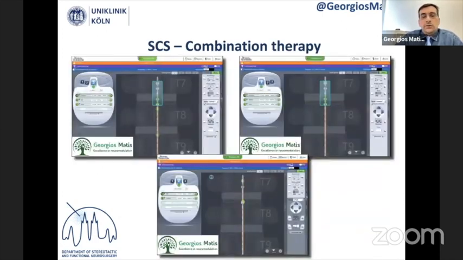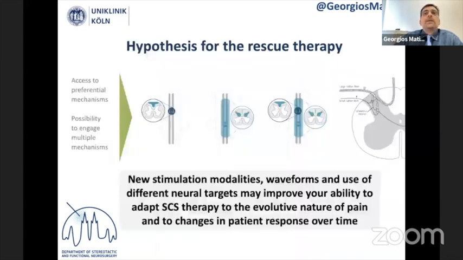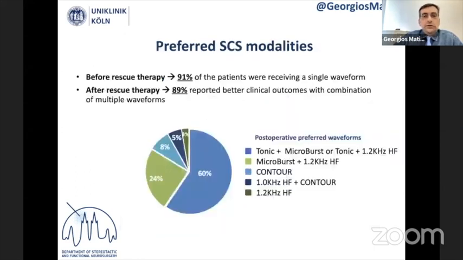This is what our reps are seeing when they're doing the programming. We're seeing the lead. We can adjust many parameters, the amplitude, the pulse width, the frequency. We can save different programs and do different combinations. And the concept here is that if we use different types of stimulation, we can at the same time stimulate the dorsal horns, the dorsal columns, different neural targets. And this could help in the long run for this habituation issue.